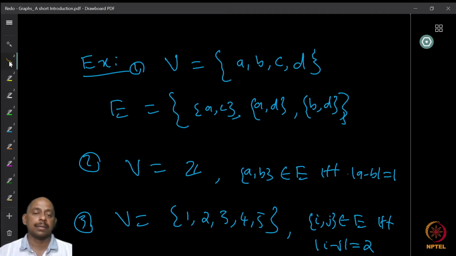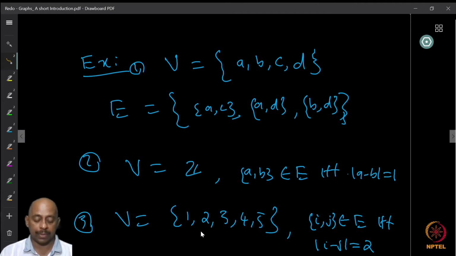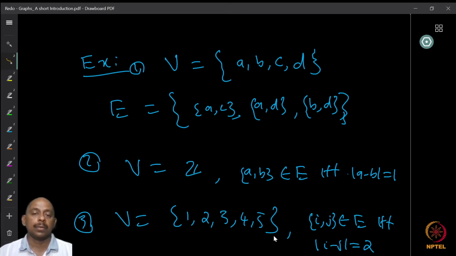Let us look at one more example. We look at the set V as {1, 2, 3, 4, 5}. Now, in this graph, let me define edges as the set {i, j} when the difference between i and j is equal to 2. So whenever the difference between the two numbers is equal to 2, then we say that there is an edge between them. So these are examples of graphs, or simple graphs.